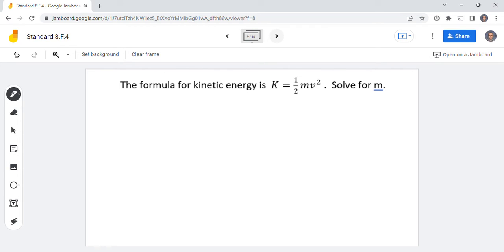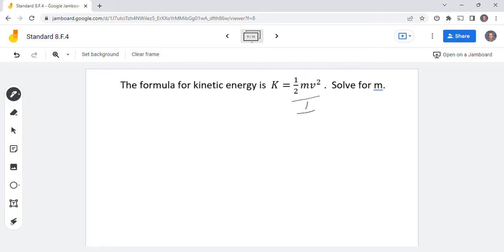Kinetic energy. We're solving for m on this one. This is a nice physics formula. That means the m right here needs to be isolated. So we have to get rid of this 1/2. We have to get rid of the v squared. Now if you take a look at this notation on the right hand side, the 1/2 is being multiplied to the m, and so is the v squared, so we can undo everything with division.